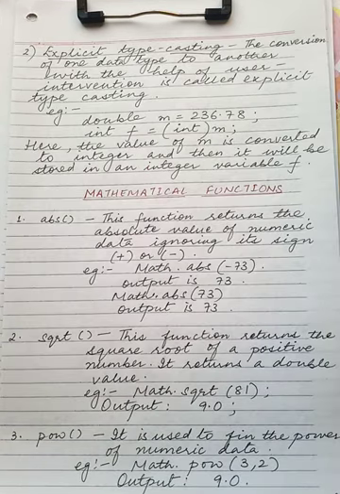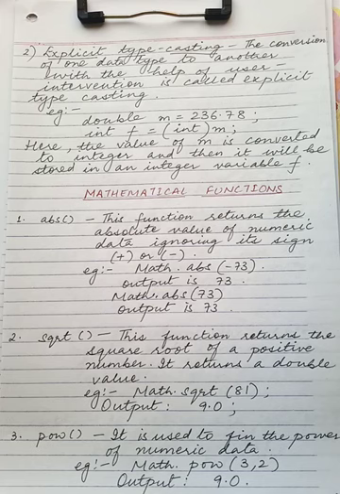Next is explicit typecasting. The conversion of one data type to another with the help of user intervention is called explicit typecasting. For example, if we have declared a double type variable m with a value 236.78 and in the next line we are trying to typecast it into an integer type, then we need to explicitly write int in front of m. You can look in the example here.